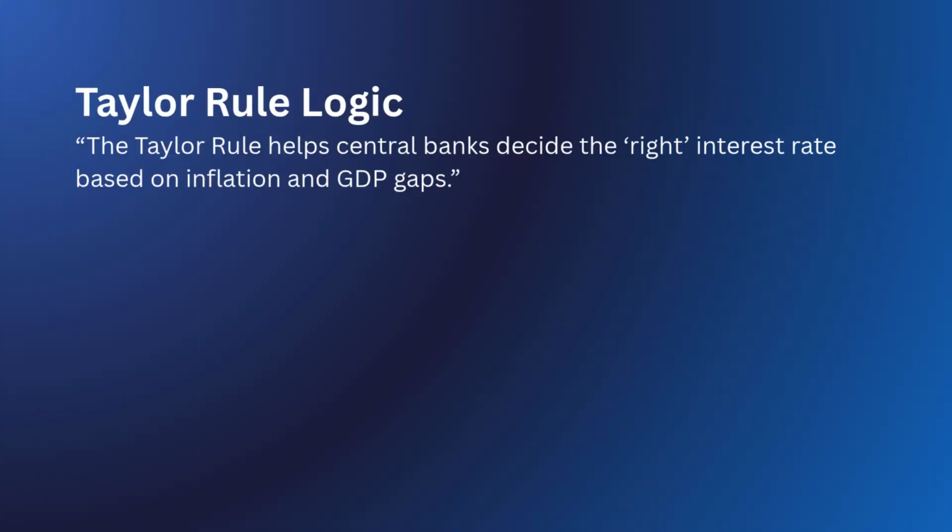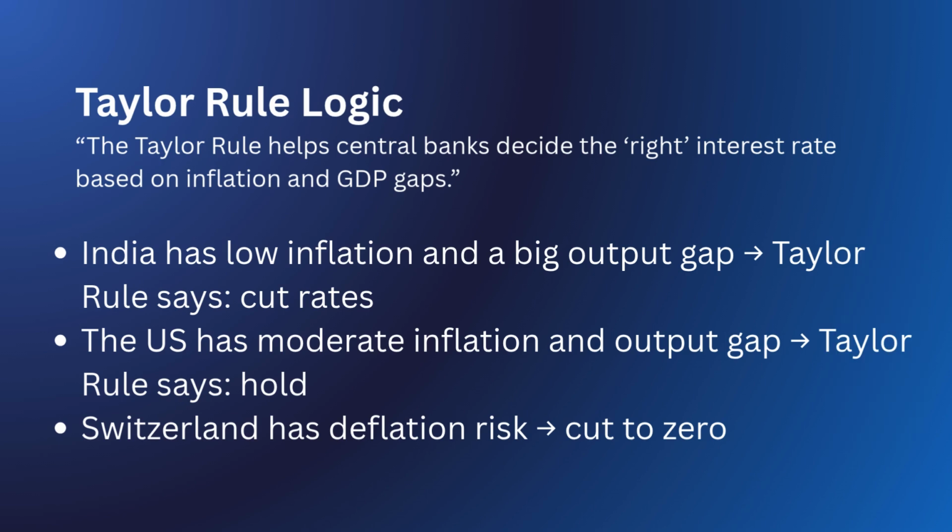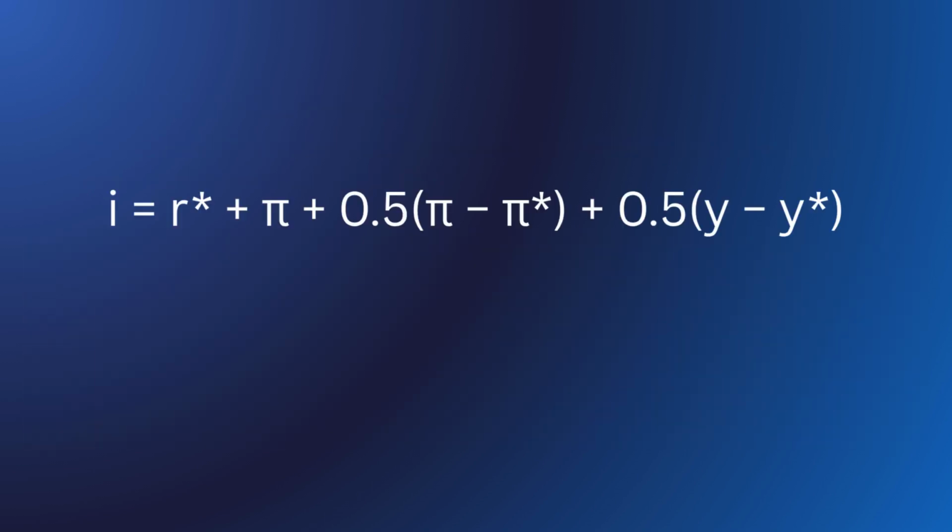Taylor rule logic. The Taylor rule helps central banks decide the right interest rate based on inflation and GDP gaps. For example, India has low inflation and a big output gap. Taylor rule says cut rates. The US has moderate inflation and output gap. Taylor rule says hold. Switzerland has deflation risk: cut to 0. Try calculating it for yourself using this formula. This is how theory meets reality.